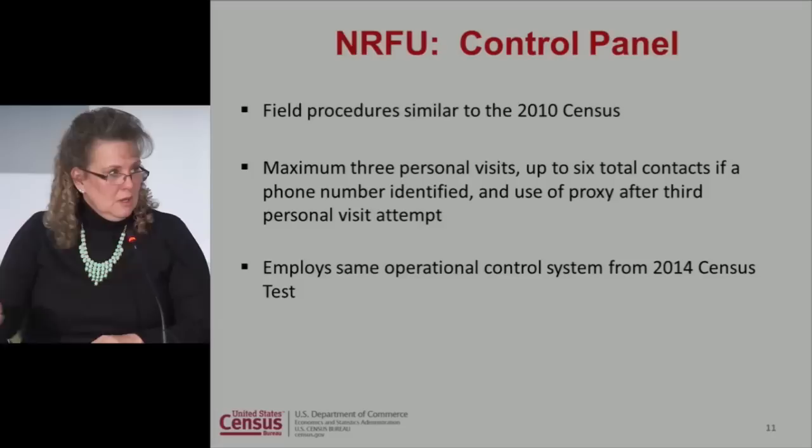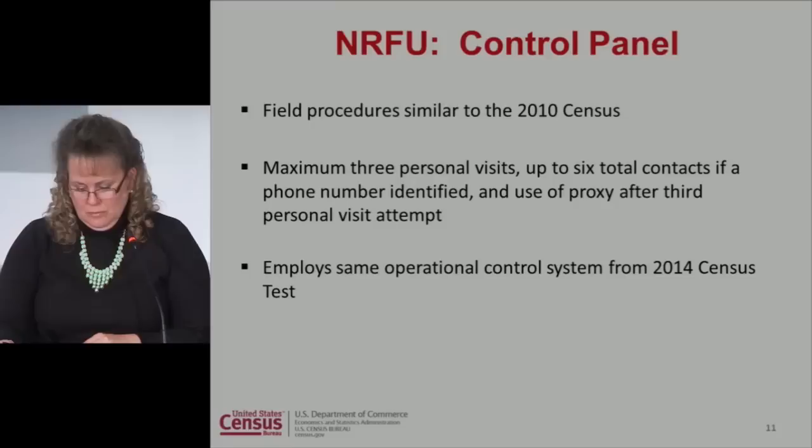First, the control panel will employ similar non-response follow-up procedures to those used in the 2010 census. We will have a traditional local census office located in Maricopa County. Enumerators will be instructed to make no more than 6 contact attempts. The first contact attempt must be made in person with no more than 2 additional in-person attempts. The main difference from the 2010 census is that enumerators will use an automated instrument instead of paper for the field data collection.